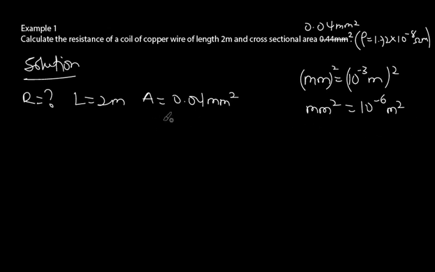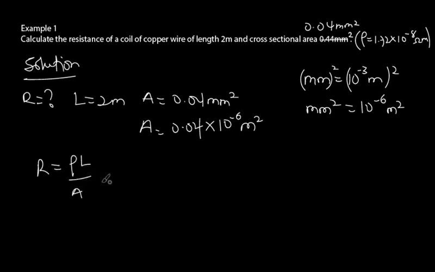So from here our area is equal to 0.04 times 10 raised to the power minus 6 meters square. Now we don't know our resistance, but we know our length, our area, and our resistivity, so we can simply solve for resistance. And like I said, resistance is proportional to the resistivity times the length all over the area.